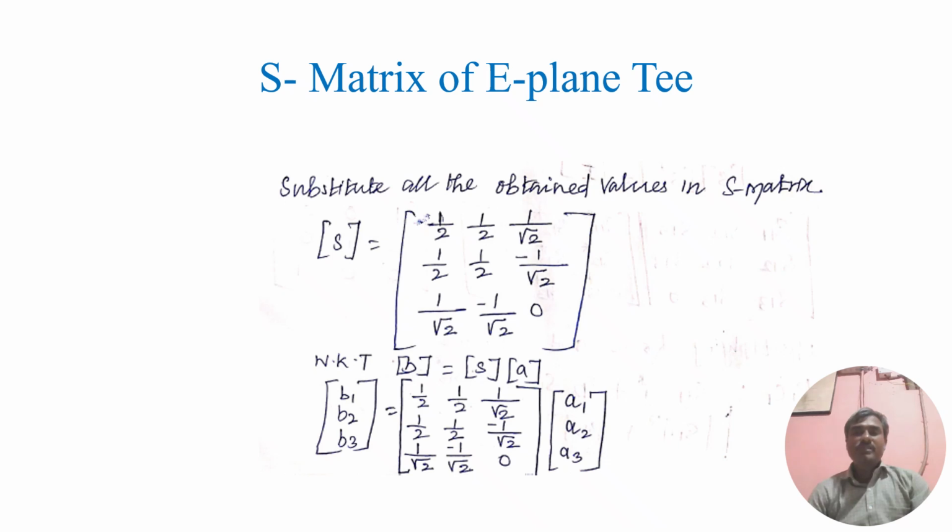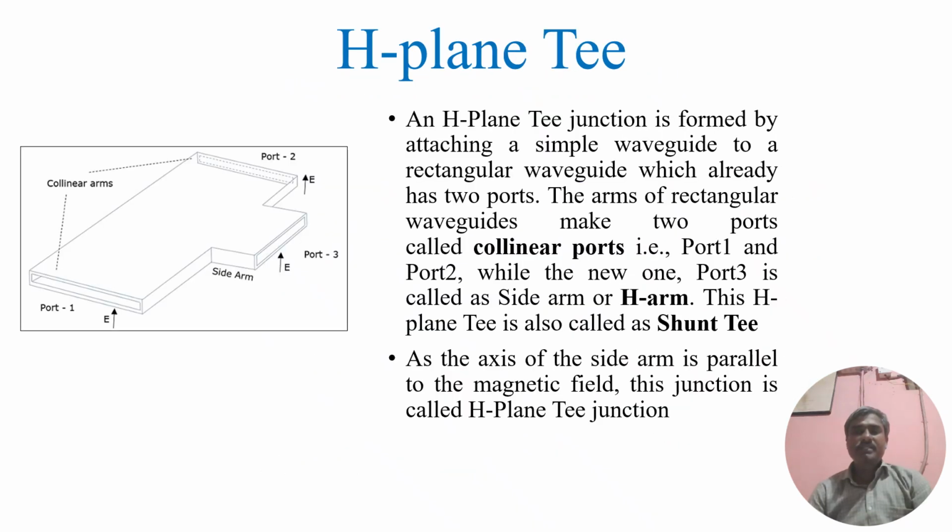The H-plane T-junction is constructed by attaching the secondary waveguide along the narrow dimension of the main waveguide. Ports 1 and 2, which lie in the main waveguide, are called collinear ports. The side port is called the H-arm or also called the shunt arm. As the axis of the side arm is parallel to the magnetic field, this T-junction is called an H-plane T-junction.